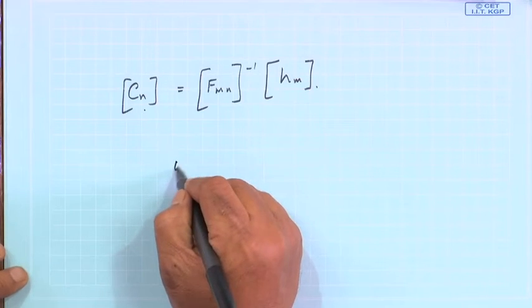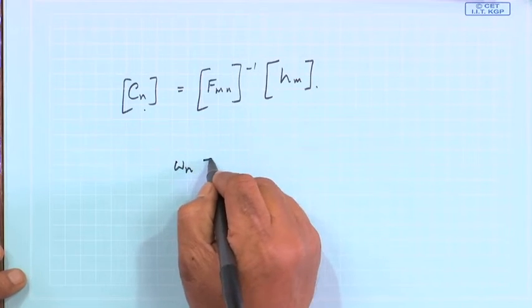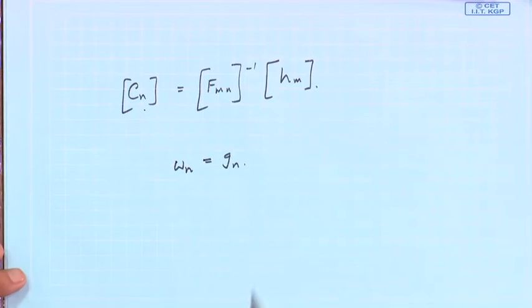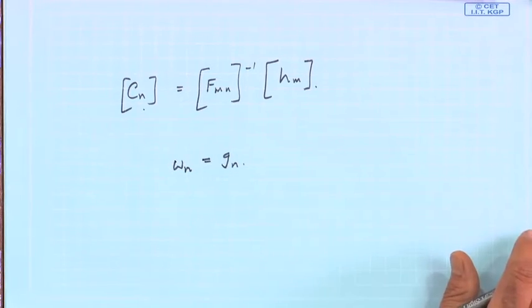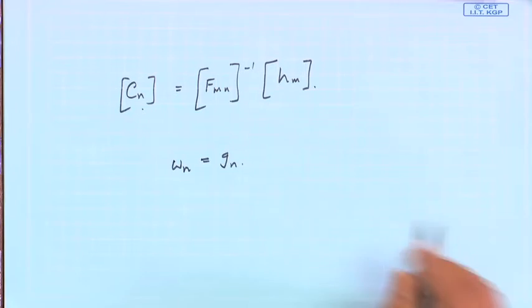So, a very standard procedure is called Galerkin procedure, where we take the weighting function same as the basis function. This is called Galerkin's procedure.